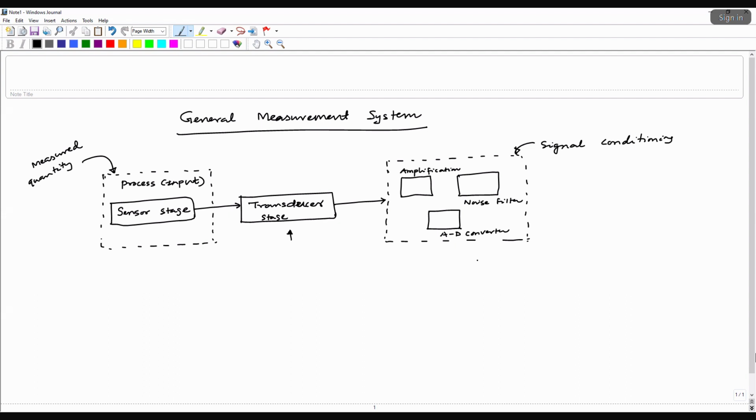Now, from the signal conditioning stage, next it goes to the output stage, where your data is basically displayed on a screen, right? And in some measurement systems, the output that comes out after signal conditioning is used as the feedback for the sensor stage. That means you may have a feedback control stage.